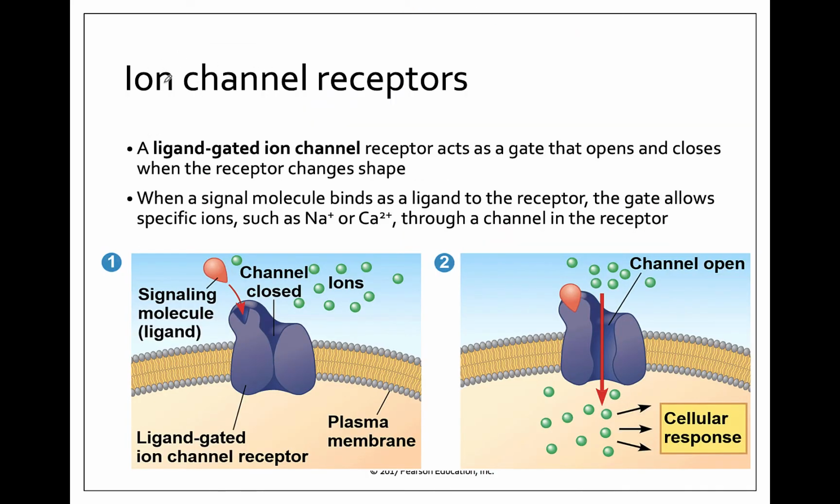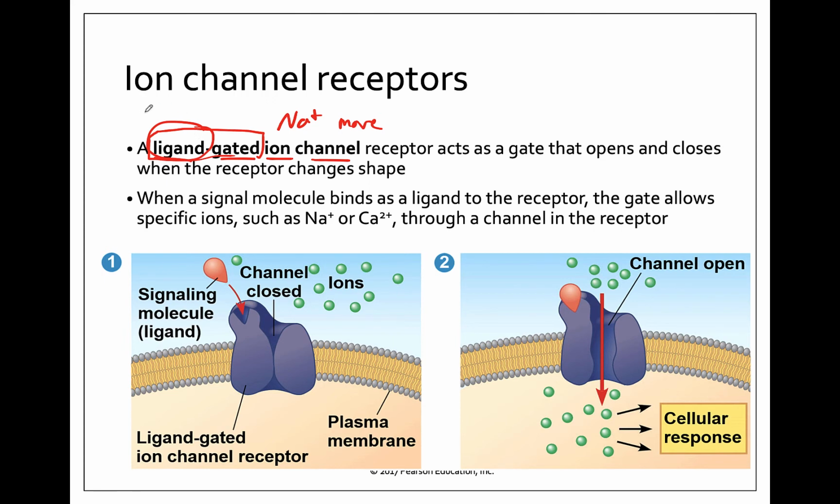Another type of receptor is called the ion channel. And so we already learned about ion channels in passive transport. So this is going to be just a membrane protein that's going to function in facilitated diffusion. So a ligand-gated ion channel. So the ion channel is going to allow a specific ion to move through it. So if this is a sodium channel, then it's going to allow sodium to move through it. This gate here is just like the door. It opens when a ligand binds. So think of it like a door that requires a key.